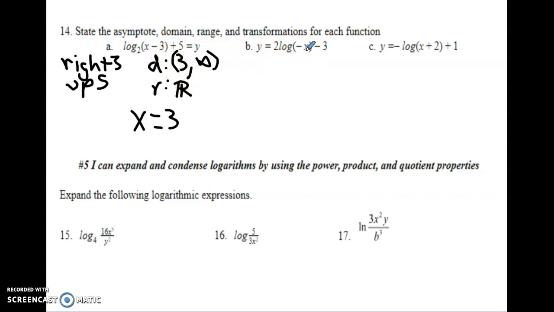Next one, since we have this negative x, that negative x makes it reflect across the y-axis. Just write that down: reflect across the y-axis. And then the negative 3 makes it shift down. So I'm going to put that it's going to go down 3 units.